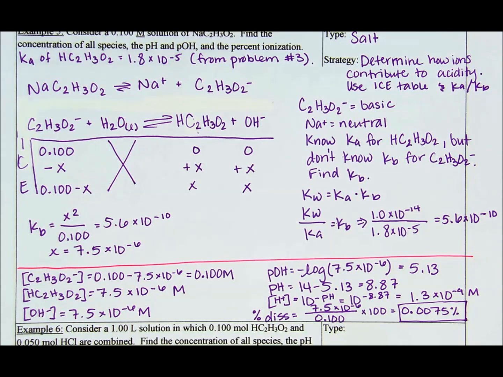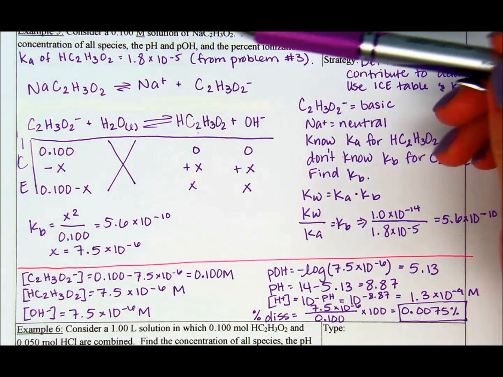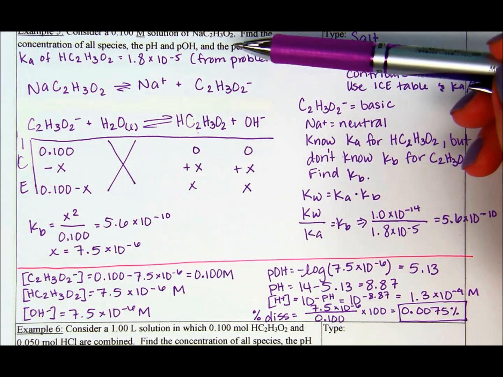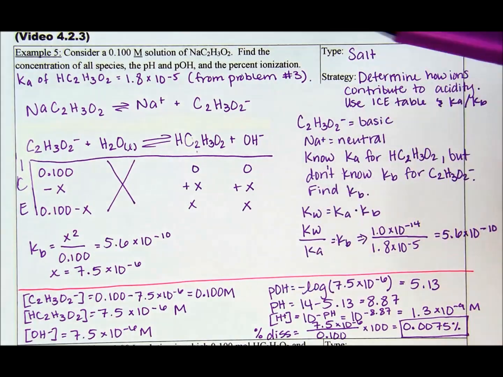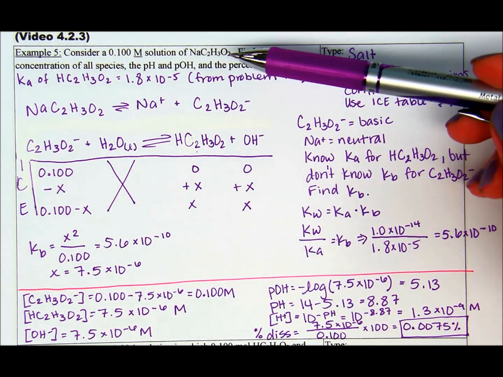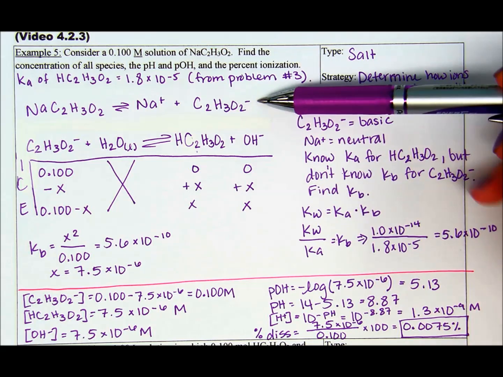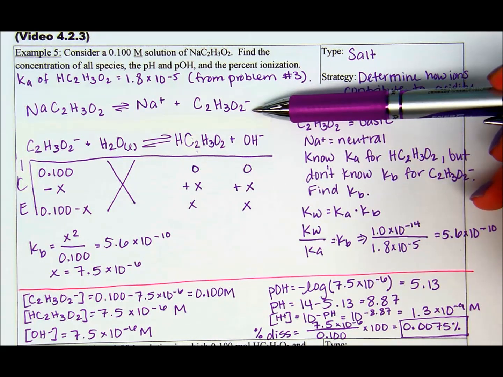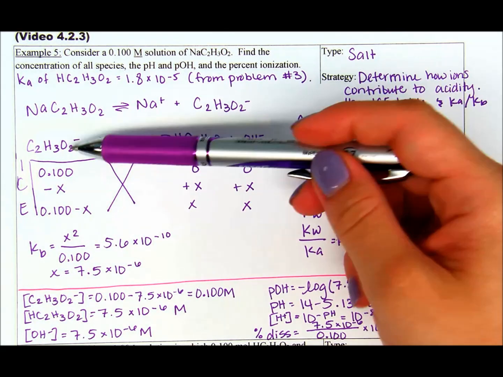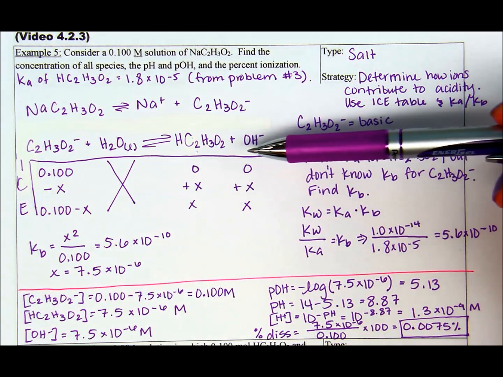So some keys for this here. The very first thing that you needed to do was figure out how this salt breaks up, and you're figuring out the ions that it breaks up into. Are they basic or are they acidic? And after you figure out if it's basic or acidic, in this case it was basic, you figure out how it reacts with water to form acid or base.